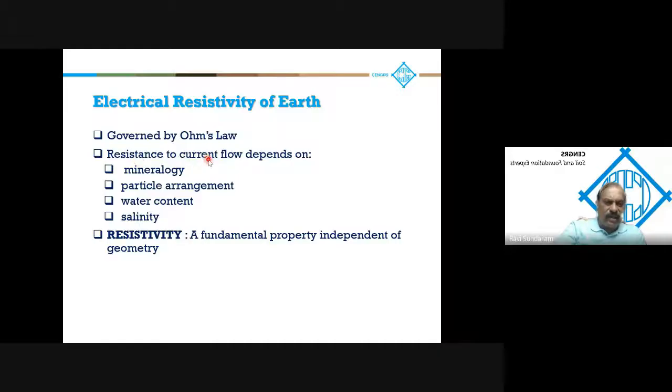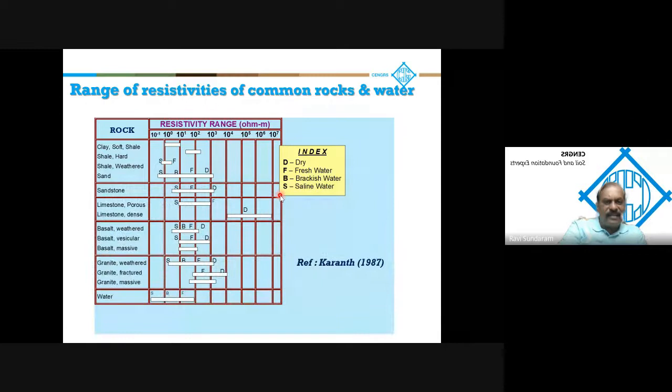Resistance to current flow depends on the mineralogy, particle arrangement, water content, salinity, etc. Resistivity is a fundamental property of the material which is independent of the geometry. The typical ranges of resistivities in common rocks and soils you can see here. The values here are in ohm meters.